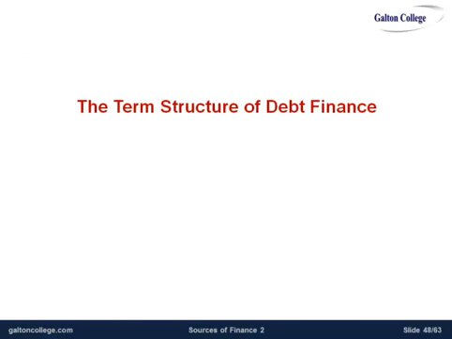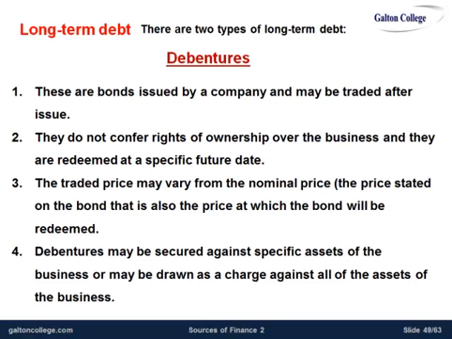Now the term structure of debt finance. I mentioned earlier there are bonds called debentures that companies may issue. These are bonds that can be traded. They can be bought and sold by anyone after they've been issued. There's no ownership conferred in the form of these bonds. You don't get to own the business. You just simply have an obligation on the part of the business to meet the terms of the debenture, pay a certain rate of interest and redeem it at a certain future date.